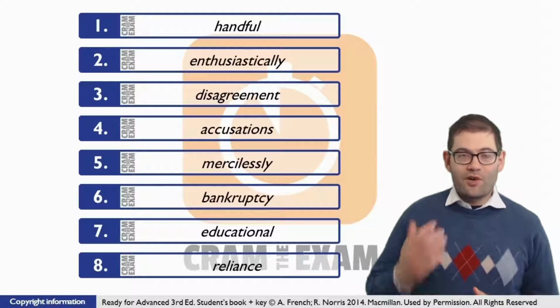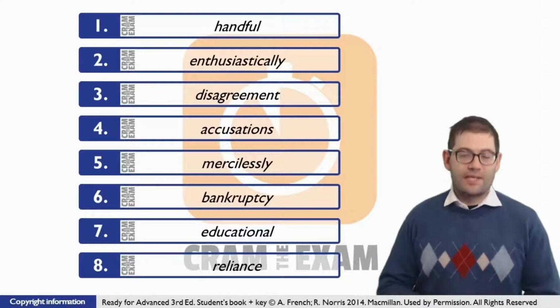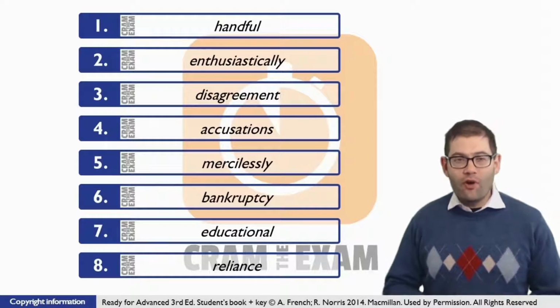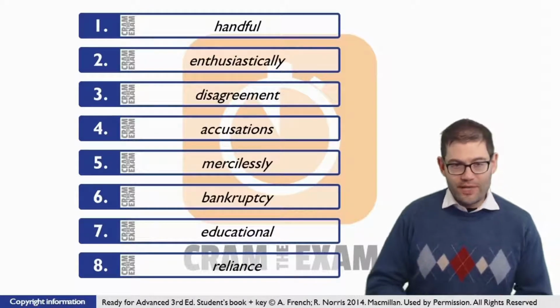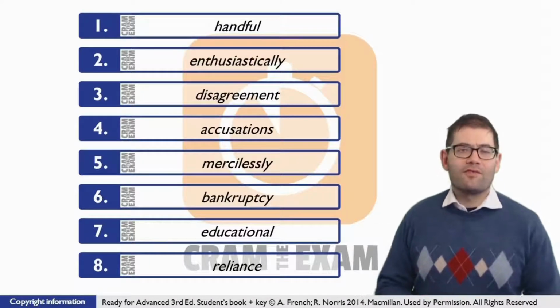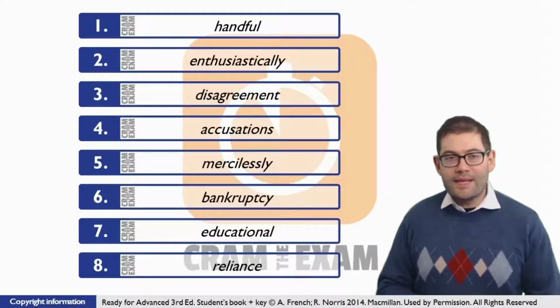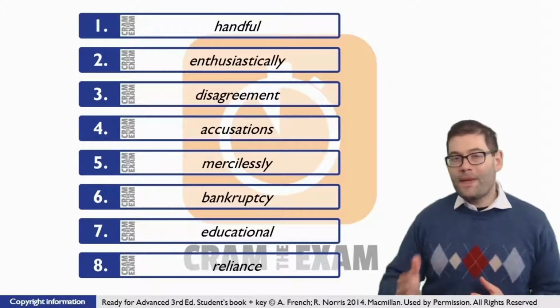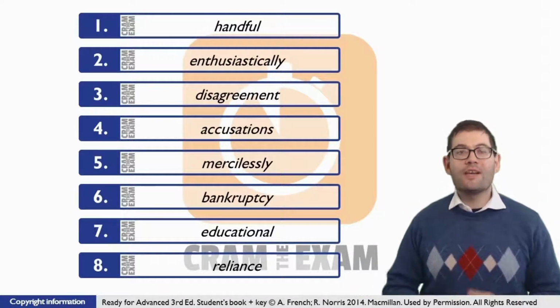Just before the gap we've got an article, but we don't have the noun to which that article refers. And secondly, after the gap we've got the preposition of, and very commonly with these word formation exercises, when we've got a gap before of, it's going to be a noun of some kind. So what's the noun that we need here? Handful.